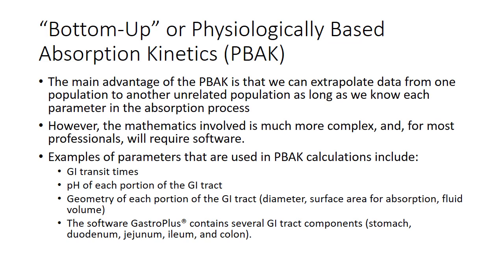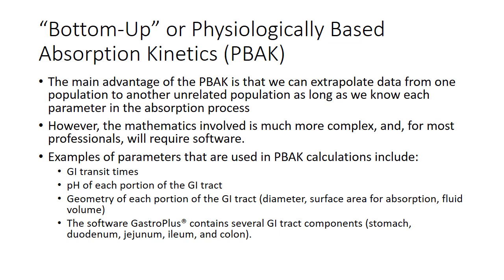Okay, so generally no one's doing that calculation by hand, so it's going to require software. Examples of parameters that are used in physiologically based absorption kinetic calculations would include gastrointestinal transit times. If you knew that from patient to patient or population to population, they had different gastrointestinal transit times, you can include that in the equation. pH of each portion of the GI tract, if you determine the relevance of the pH to drug absorption, then you can include that in the equation. Diameter, surface area, and other geometry of the GI tract.